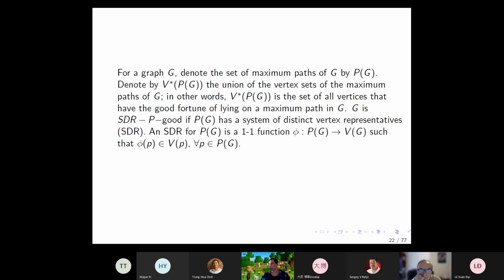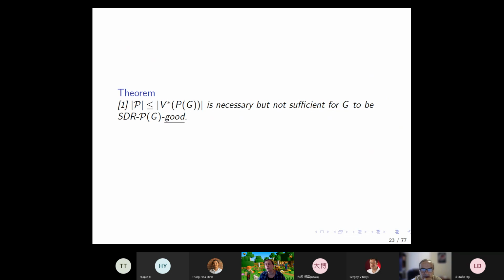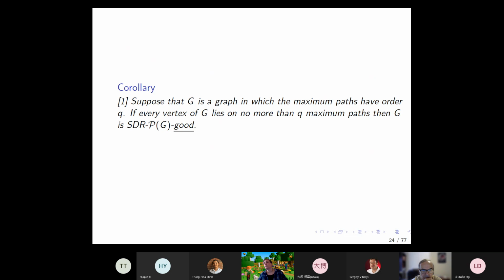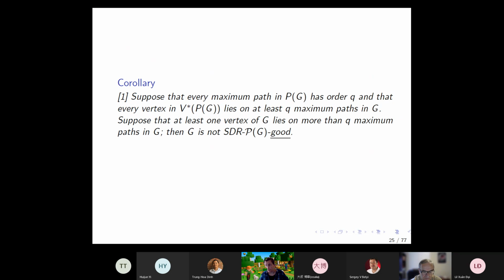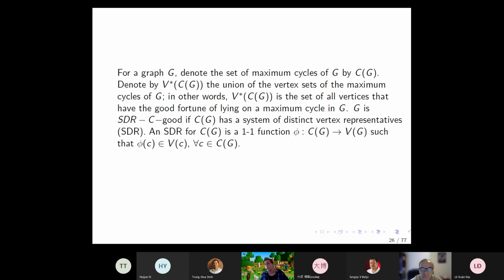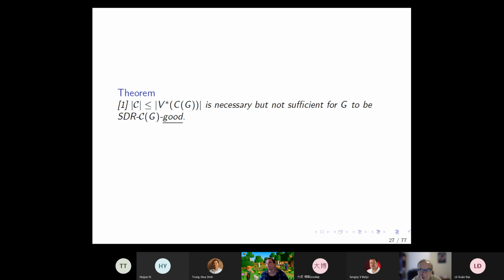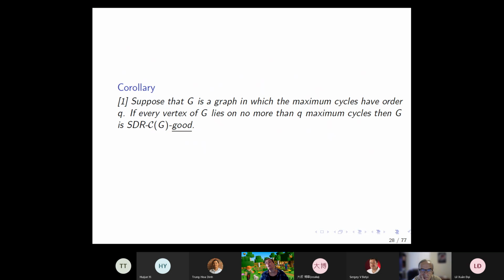So then I left Pete unsupervised, and he found Haenel, and they went ahead and knocked out maximum paths. And they're using SDRP good. Big P, V star, P, right? So they're doing the same thing over again. It's necessary but not sufficient. Check it out. And they had to introduce slightly more excitement. If every vertex lies on no more than Q paths, if every vertex lies on at least, then it's not good. They did the same thing over again for cycles and got pretty much the same thing.